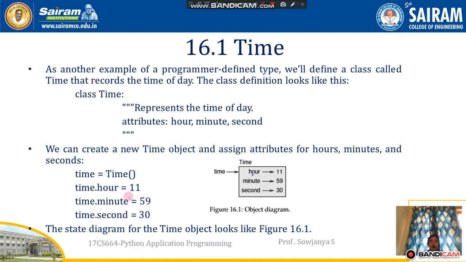How will you represent the same in the state diagram? Here you can see time as the class, and the instance is time, and the attributes it contains are hour, minute, and second, with the corresponding values for these attributes. That is why the state diagram for the time object looks like this. That is one example of how you can define time.